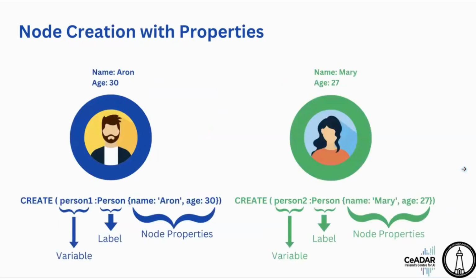So now let's go deep into the creation of nodes and properties. Here is our hero Aaron and our heroine Mary. Aaron is age 30 and Mary is age 27. So how can we create a node with a label as Person, and the properties, the name as Aaron and age as 30? And similarly, how can we create the person Mary with a label and their properties and their age? This is the basic syntax of creation of our node along with its properties.